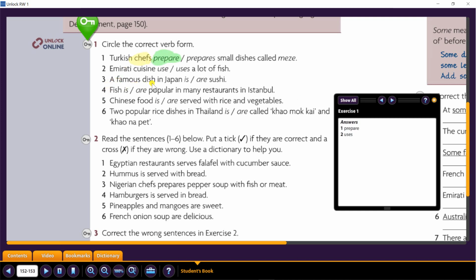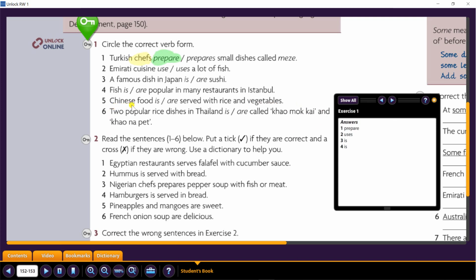Number 3, a famous dish in Japan, is or are, is sushi. Fish is or are popular. Remember, fish, is it countable or uncountable? What do you think? Fish is served with rice and vegetables.